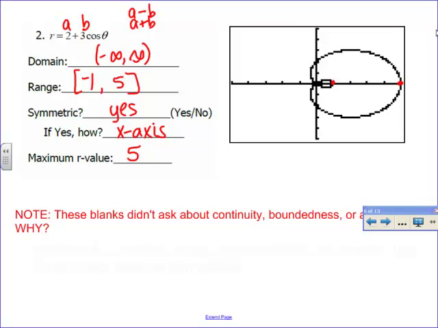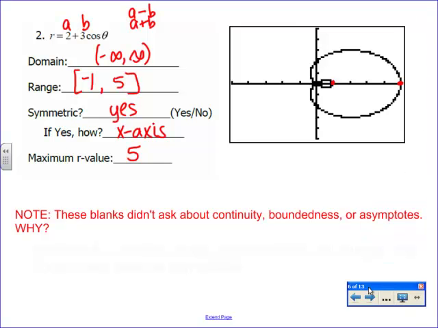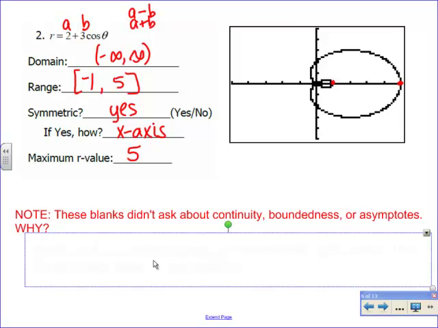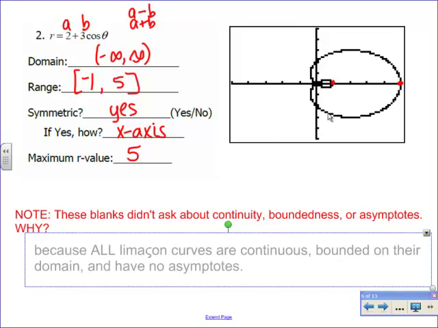Again, just a little side note, these blanks didn't ask about continuity, boundedness, or asymptotes. Why in the world would that possibly be? Well, when we listed those properties, we said that all Limaçon curves are continuous, are bounded on their domain, and have no asymptotes. So we're not going to ask those questions over and over again. However, we are going to be expected to know that all those curves have those 3 properties.